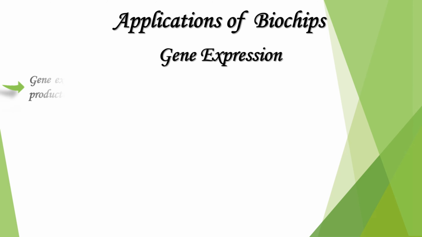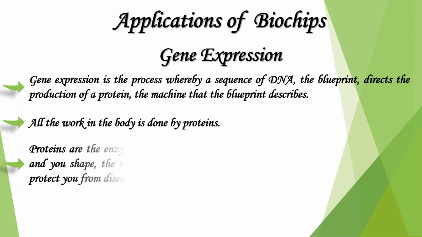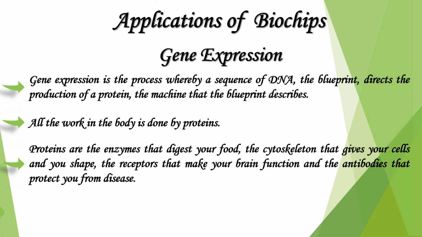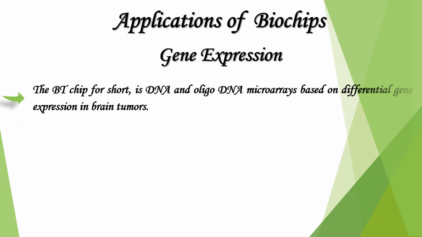Gene expression. Gene expression is the process whereby a sequence of DNA, the blueprint, directs the production of a protein, the machine that the blueprint describes. All the work in the body is done by proteins. Proteins are the enzymes that digest your food, the cytoskeleton that gives your cells and you shape, the receptors that make your brain function, and the antibodies that protect you from disease. One application of the biochip and microarray technology is the brain tumor biochip. The BT chip for short is DNA and oligo-DNA microarrays based on differential gene expression in brain tumors.